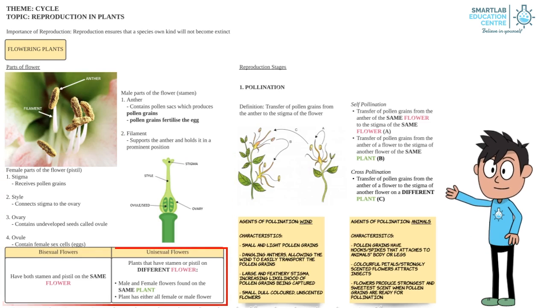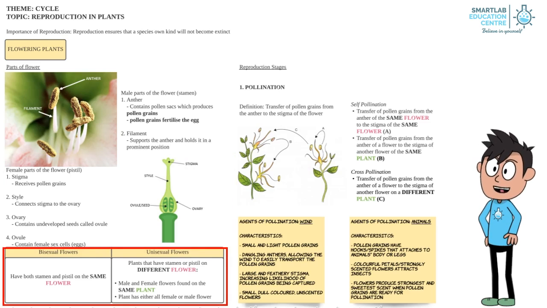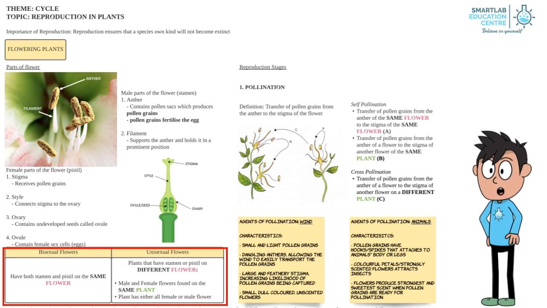Types of flowers. Bisexual flowers. These flowers have both stamen and pistil on the same flower. Unisexual flowers. These types of flowers are found on plants that have stamen or pistil in different flowers. The male and female flowers are either found on the same plant, or the plant has all male or all female flowers.